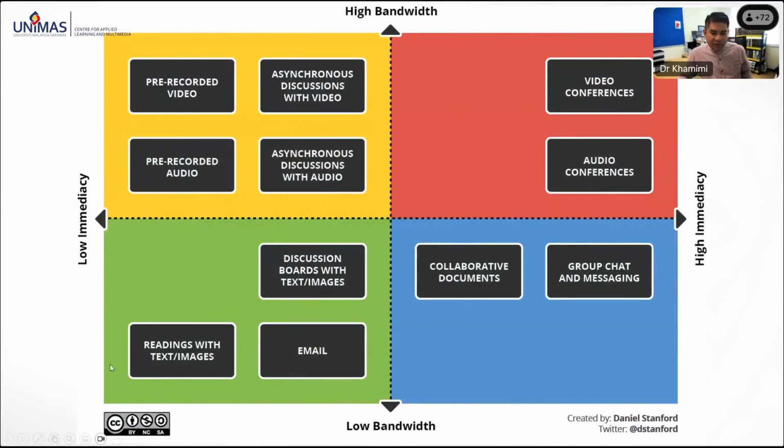Right, so this is some kind of very short and brief guidelines. This is high bandwidth, low bandwidth. Let's say if you have a low bandwidth and you want low immediacy, you may use discussion boards with text and images, or email, or reading with text and images.